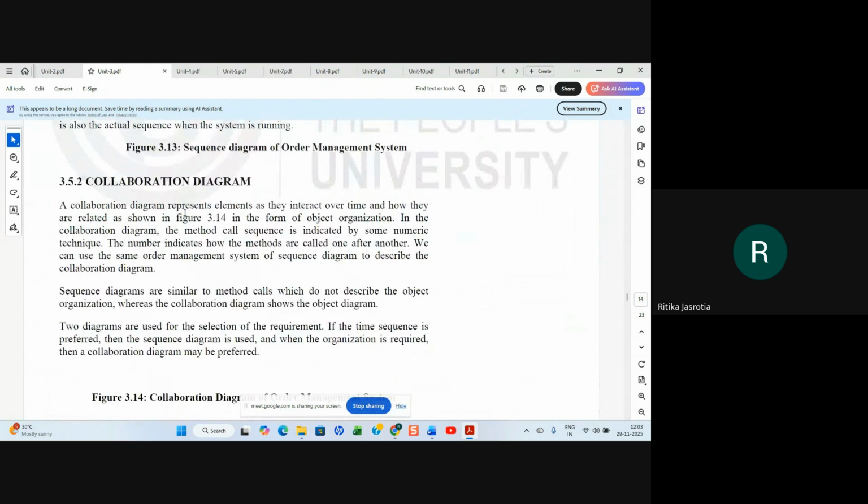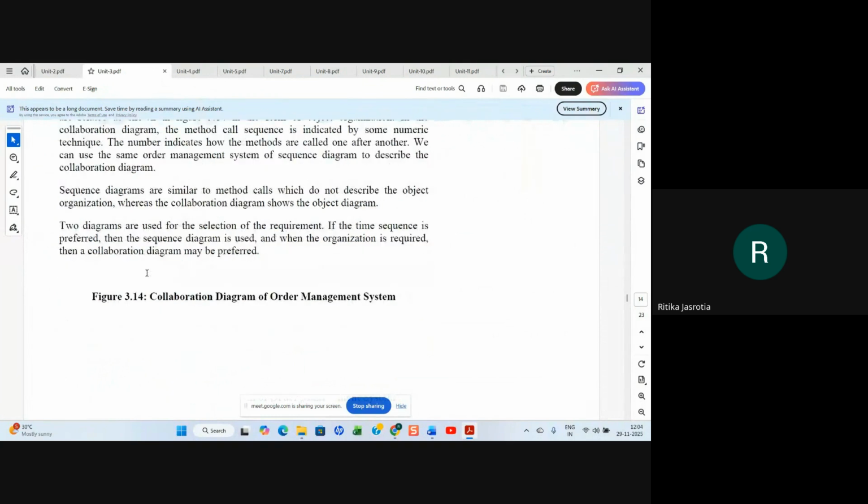The collaboration diagram represents elements as they interact over time and how they are related, in the form of object organization. In the collaboration diagram, the method call sequence is indicated by a numeric technique. The number indicates how the methods are called one after another. We can use the same order management system or sequence diagram to describe the collaboration diagram, right?